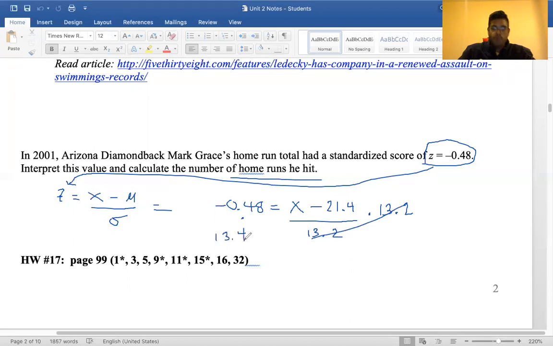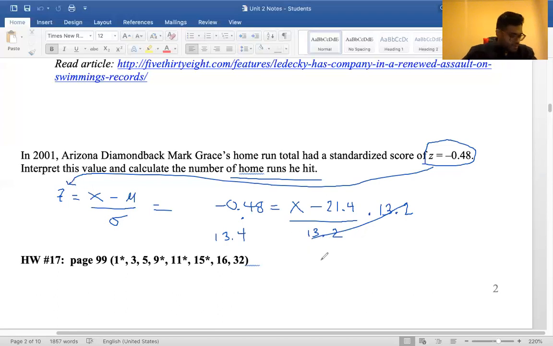13.2. Now, before I finish this problem, I want you to think, and just think about this to yourself, have a little intuition about it. We have a negative z-score. So are the number of home runs that Mark Grace hit going to be higher or lower than 21.4? That's a good self-check to yourself if you understand what this z-score concept is. Because I'm going to give you some random z-score, can you make an estimation or a guess about what x is going to be? And the answer is, well, it's a negative z-score, so that's going to be below the mean. And if it's below the mean, then I know that x is going to be less than 21.4. So just kind of have that intuition. It's going to be really good.